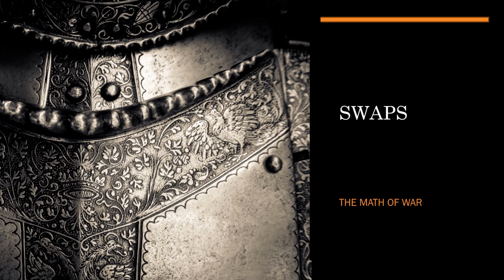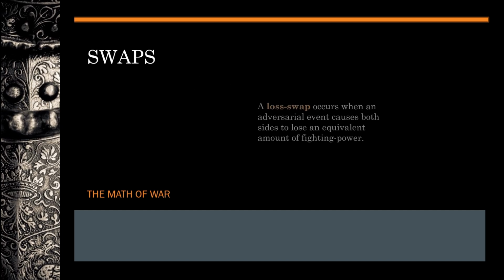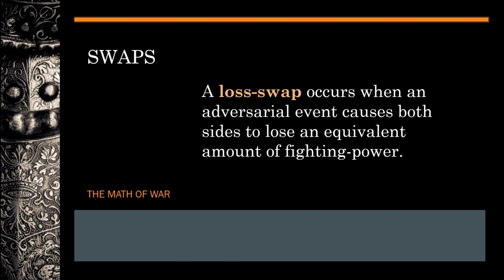This is the math of war, and today's lesson concerns the concept of swaps, in particular what we'll call a loss swap. A loss swap occurs when an adversarial event causes both sides to lose an equivalent amount of fighting power. Let's quickly examine this definition just a little bit before we move forward.